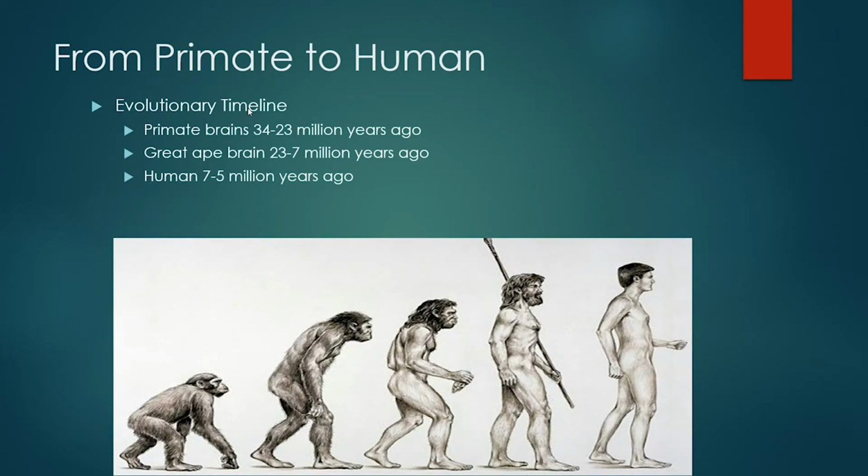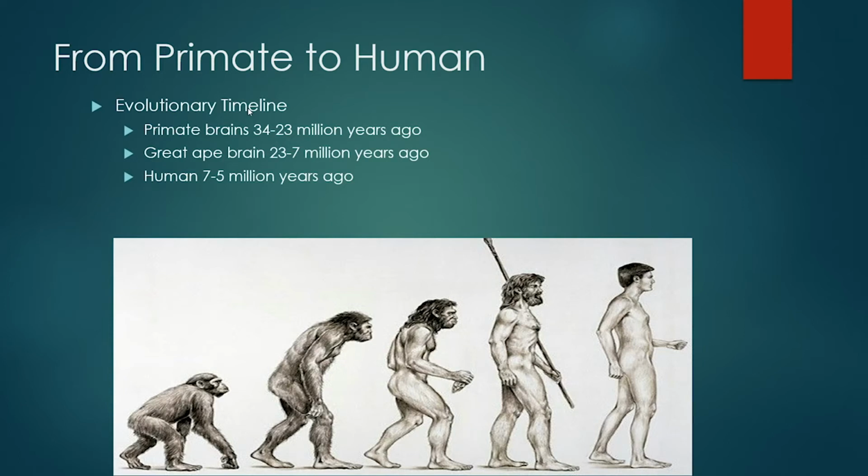So if we really try to put the evolution of the brain into perspective, we've got to think about these incredibly big numbers for a second, right? So the primate brain was 34 to 23 million years ago. And then the great ape, which starts to get into chimpanzees and gorillas and things like that, that evolution happened 23 to 7 million years ago. And it wasn't until about 7 to 5 million years ago that we started to see the first Homo sapiens, right? Now, put these numbers into perspective, right?